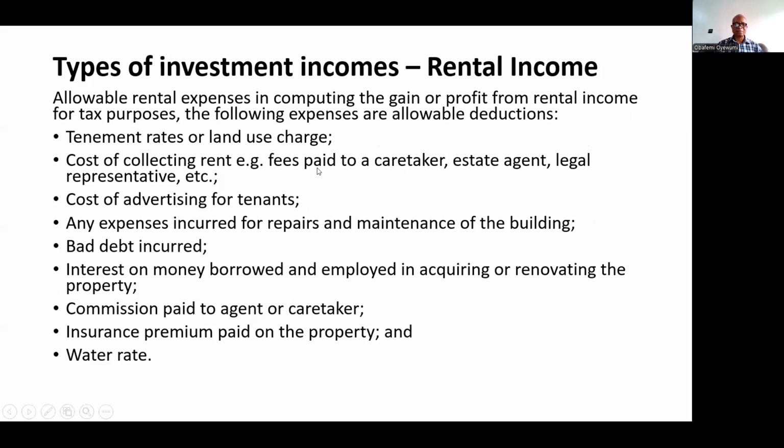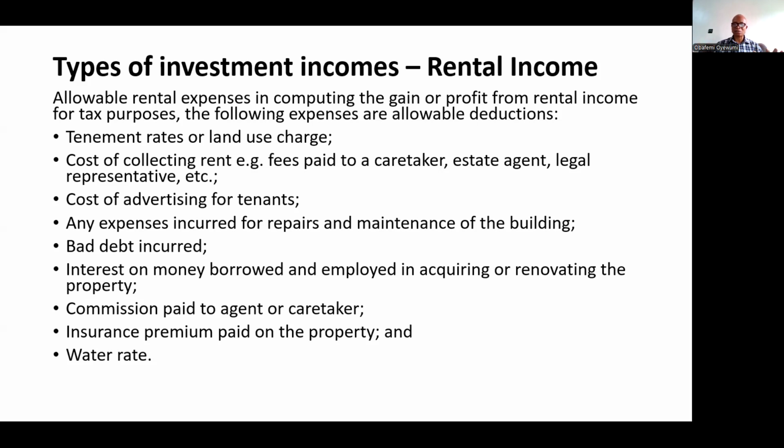Let's look at expenses that are allowable when you are computing taxes coming from investment in properties. Allowable rental expenses in computing the gain and profit from rental income for tax purposes. The following expenses are allowable deductions, so let's look at them. Tenement rates or land use charge.